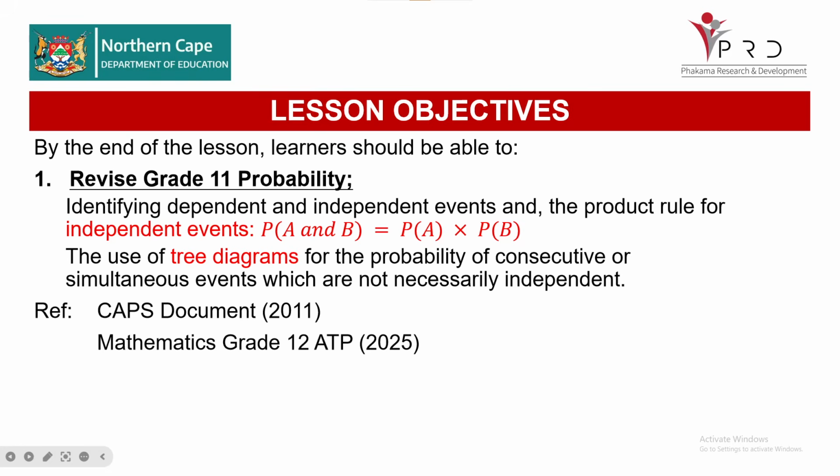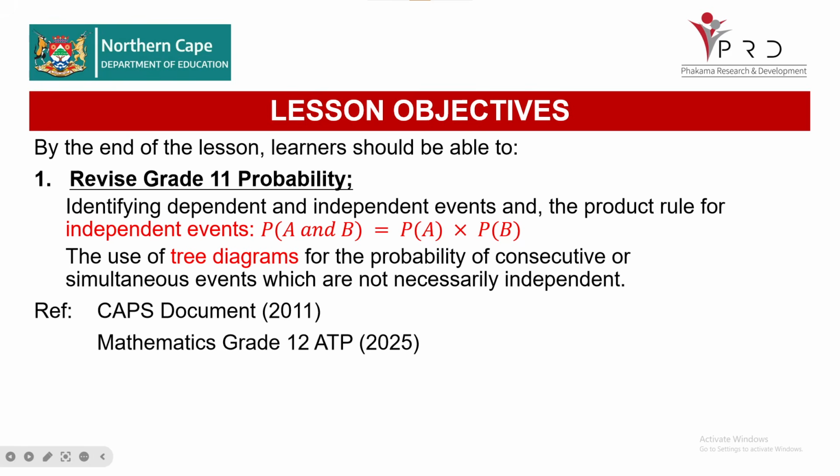And we are going to apply the product rule where we are dealing with independent events. Our product rule is the probability of A and B is equal to the probability of event A multiplied by the probability of event B. We are also going to revise tree diagrams, where we work with the use of tree diagrams for probability of consecutive or simultaneous events which are not necessarily independent.